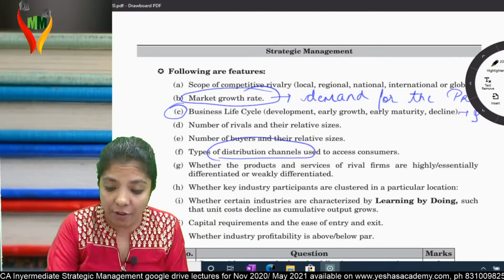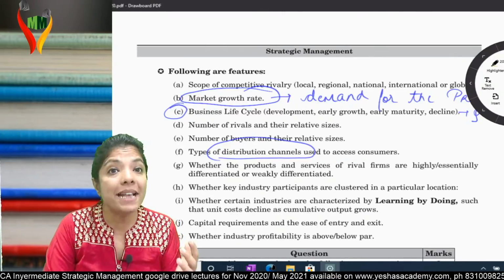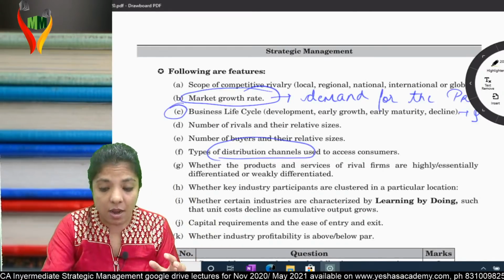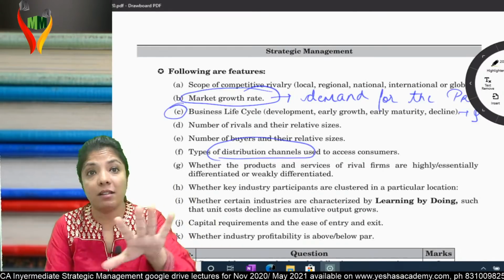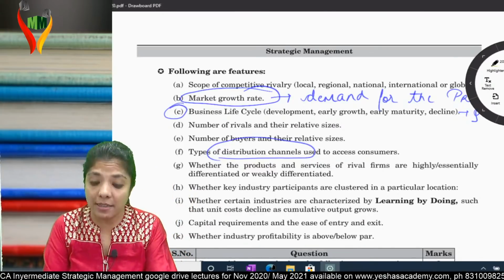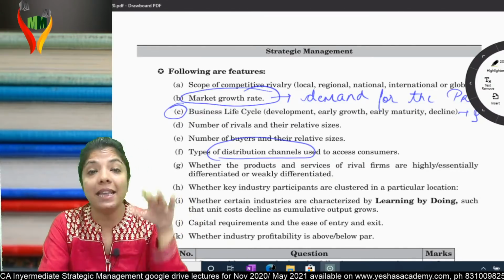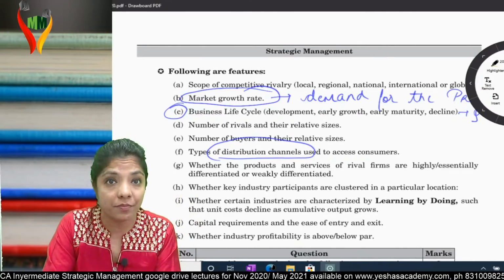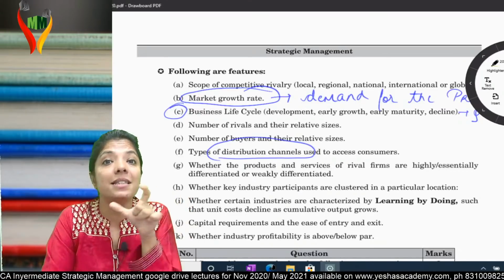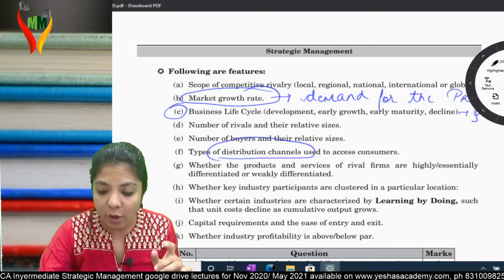See, when I say rivals, what do you mean by rivals? Rivals means they are in the same line of business. Yes or no? But at times, even after being rivals, the product may be essentially different. I hope you're with me.